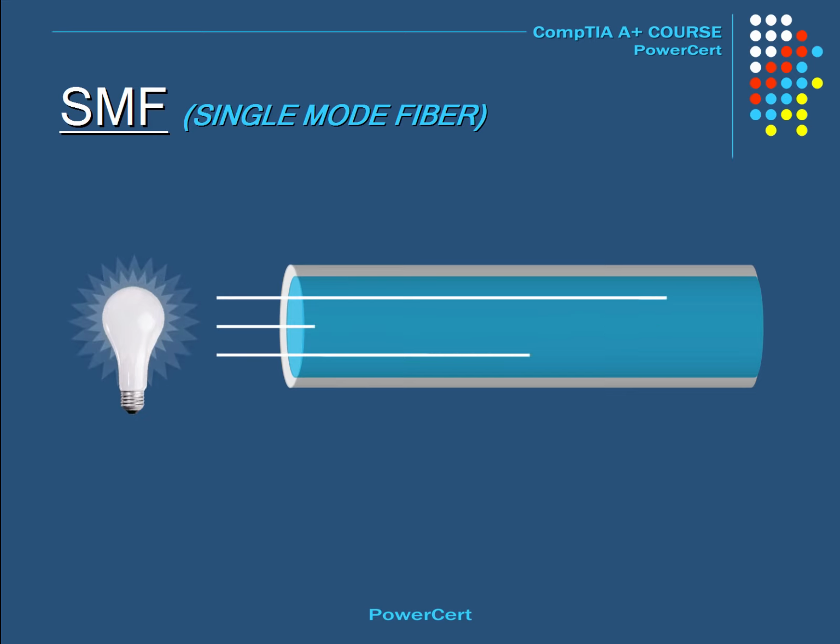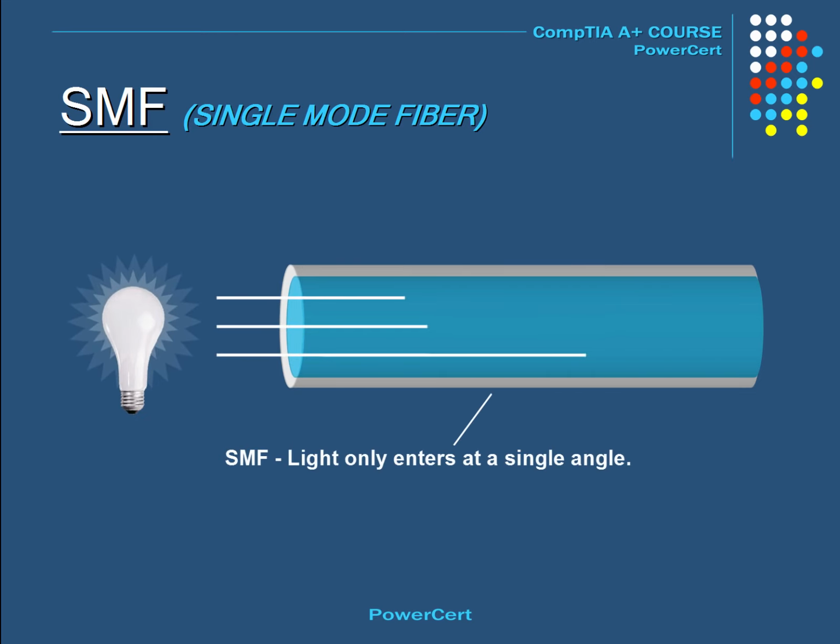Single mode fiber is a fiber optic cable that allows light to enter only at a single angle, as you can see here. So when this type of transmission of light enters at this angle, it can span for great distances.